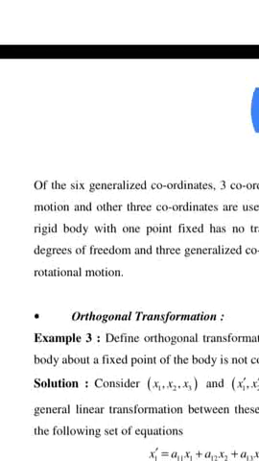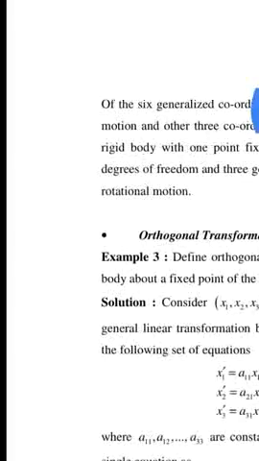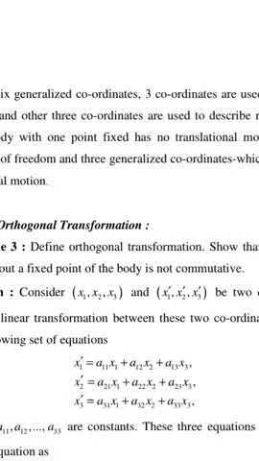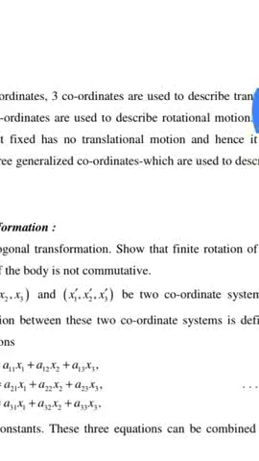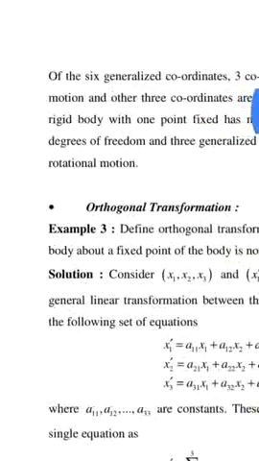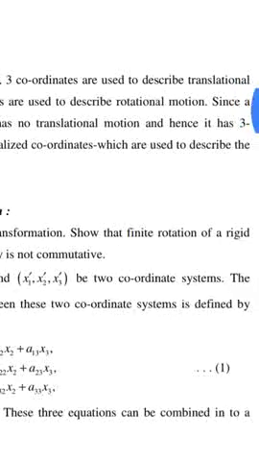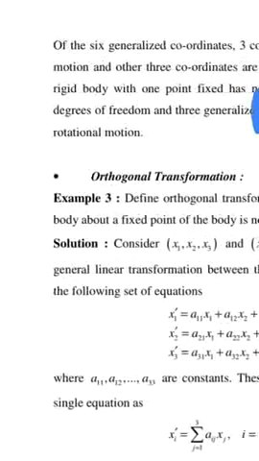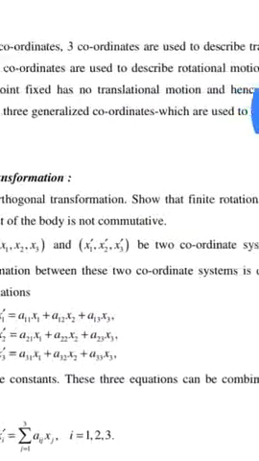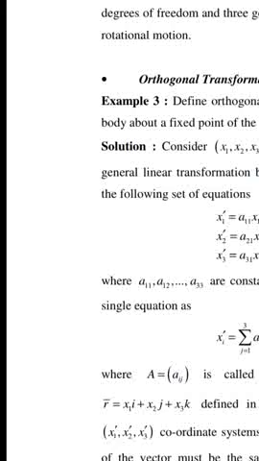Of the 6 generalized coordinates, 3 coordinates are used to describe translational motion and the other 3 coordinates are used to describe rotational motion. Since a rigid body with one point fixed has no translational motion, it has 3 degrees of freedom and 3 generalized coordinates which are used to describe the rotational motion.